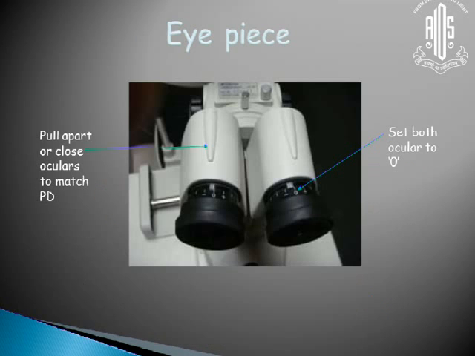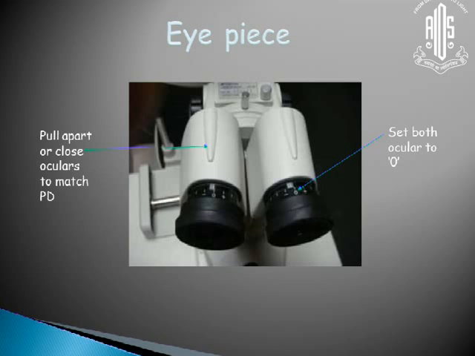The eyepiece, you can see there's an eyepiece here. Now it's very important that you adjust the eyepiece. Both the eyepieces should ideally be equal when you're doing it. Many times what happens is if someone has been examining before you, one is on 0 and the other is on +2. And then you're not able to get a good binocular view and you're wondering why is that happening. So make sure that the eyepiece is adjusted properly.